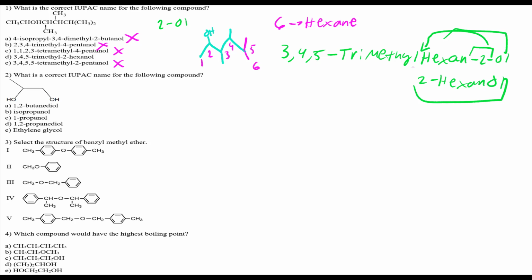So again, our compound is 3,4,5-trimethyl-2-hexanol, okay? And that means that there's an alcohol, which is an OL, on the second carbon. There are 3 methyl groups, which are these little lines right here, on carbon 3, 4, and 5. And overall, there is a 6-carbon chain, typically referred to as a hexane. Moving on, what is the correct IUPAC name for the following compound?